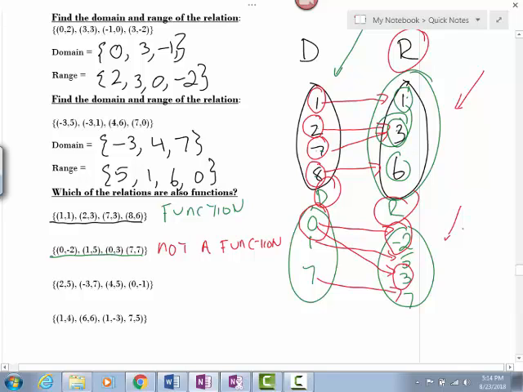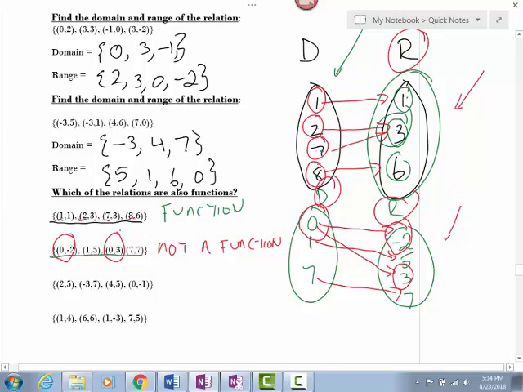But the way you can figure out whether something is a function or not a function, just looking at the pairs, if you notice in the first set, the x values never repeated. And that's how I knew it was a function. And in the second one, the x values repeated with different y values, and that's how I know it's not a function.